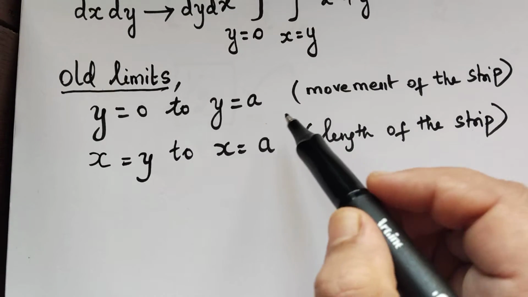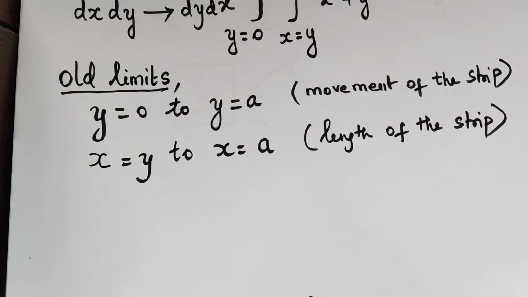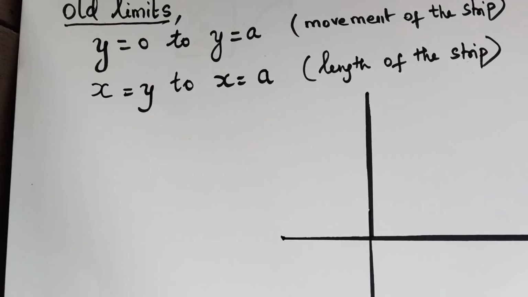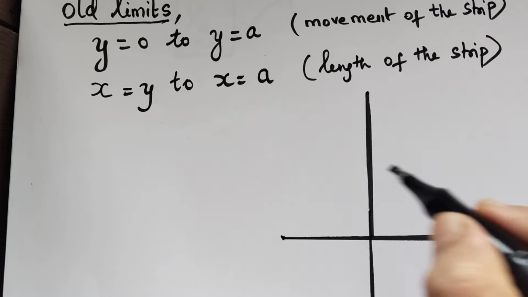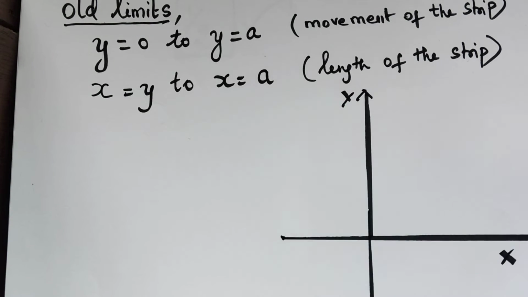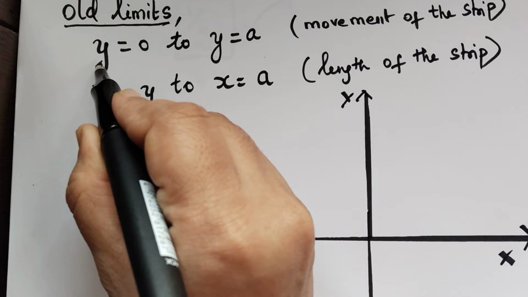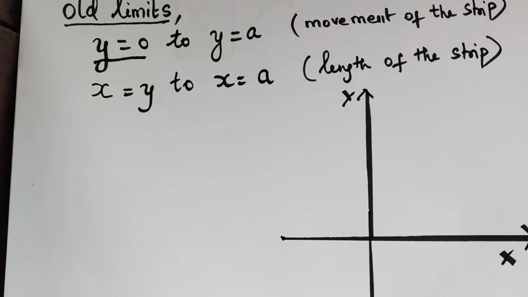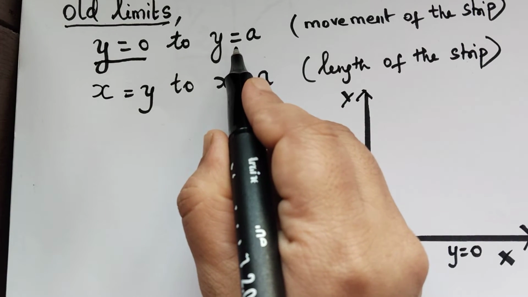So for that, first we need to sketch this region. Let us sketch the region first. In order to sketch the region, first I have taken the x-axis and the y-axis. So this is the x-axis and this gives us the y-axis. Now let us sketch the region. What is the first equation? y is equal to 0. We know that the equation of the x-axis is y equal to 0. So this is the first equation. And the second is y is equal to a.